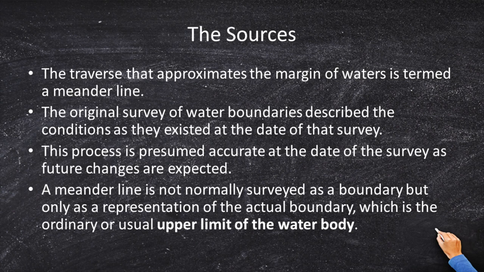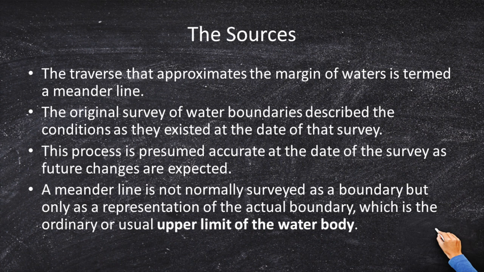After we've gone through Brown's, which was like the best source for the past three questions we've had on this series, now we come time to talk about the BLM manual. And the BLM manual has an entire chapter on meander lines and water boundaries. So let's read what the BLM manual of 2009 has to say. The traverse that approximates the margin of waters is termed a meander line. The original survey of water boundaries described the condition as they existed as of the date of survey. This meander line, made by the surveyors in 1872, was valid as of 1872. But the process is only presumed accurate at the date of the survey, and future changes are expected.